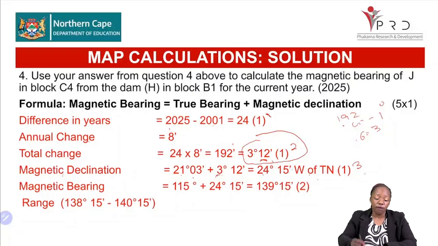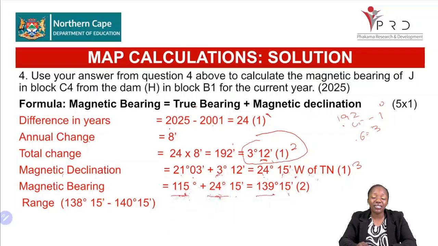Then what happened? The 2 marks, you get it from the magnetic bearing. Remember, once you are done calculating your magnetic declination, you then go back to the formula. You now have your true bearing, which is 115, the one that we calculated in question number 3, plus the magnetic declination that we recently calculated, which is 24 degrees and 15 minutes. Then after your 115 degrees plus 24 degrees, because you always add the units that are the same. So you have a degree and you have a degree, so you add the 2. As you add the 2, it will give you 139 degrees.